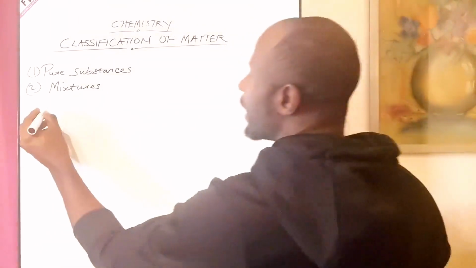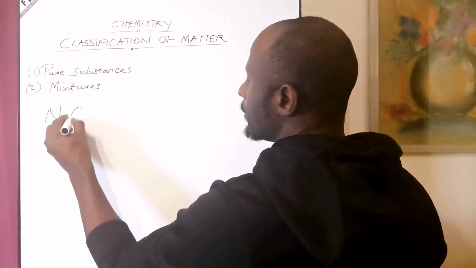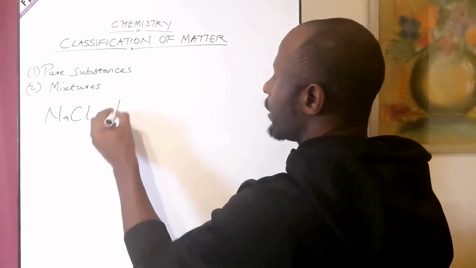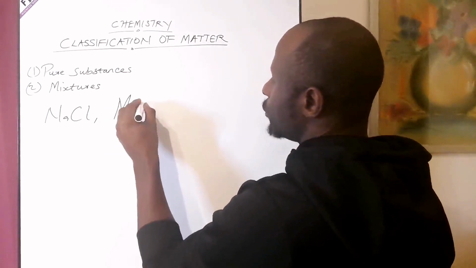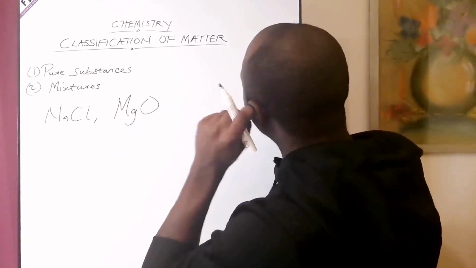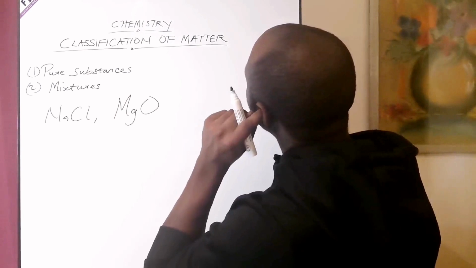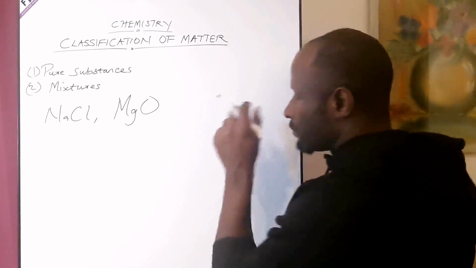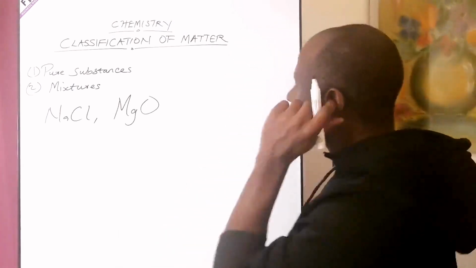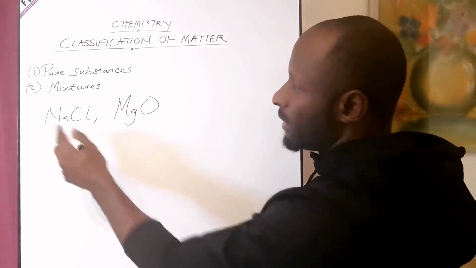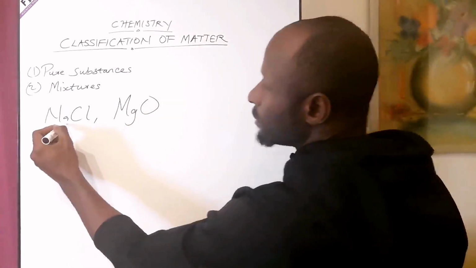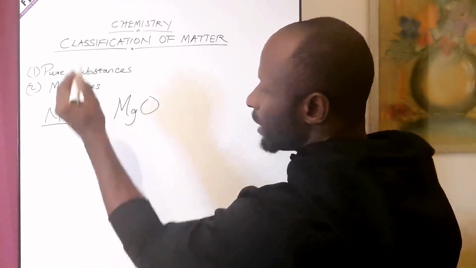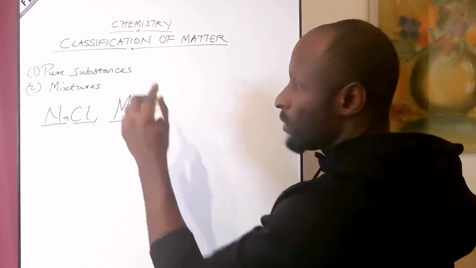For example, we have NaCl, we have MgO, okay, this is magnesium oxide. These are formed by what? Two elements, sodium and chlorine, magnesium and oxygen.